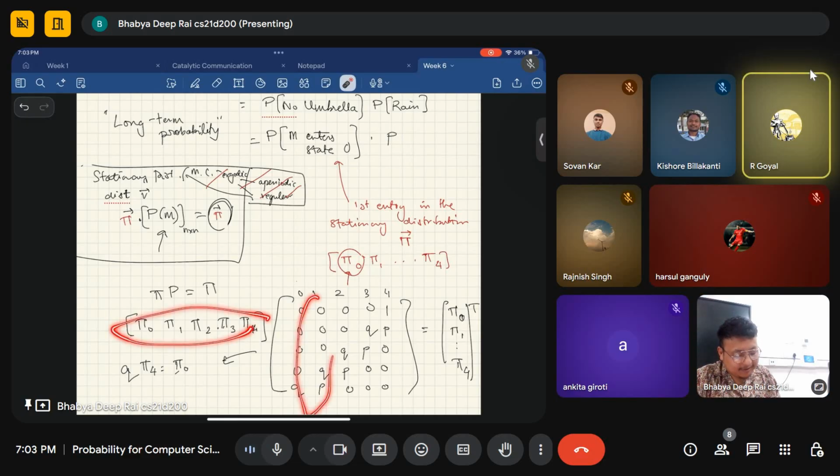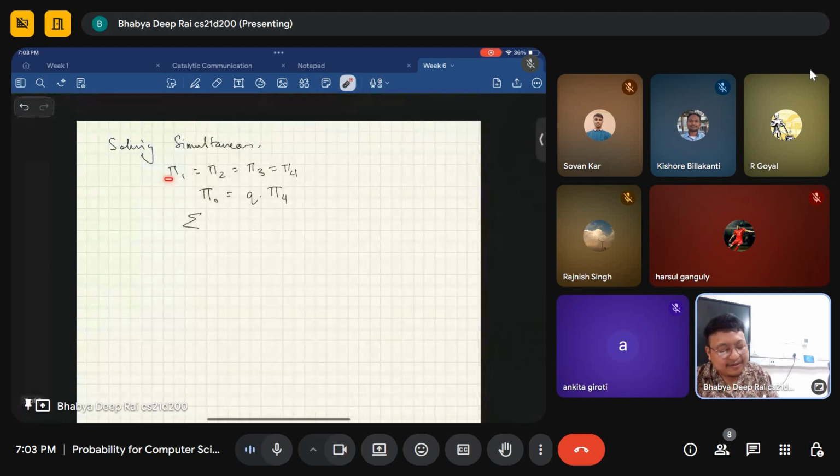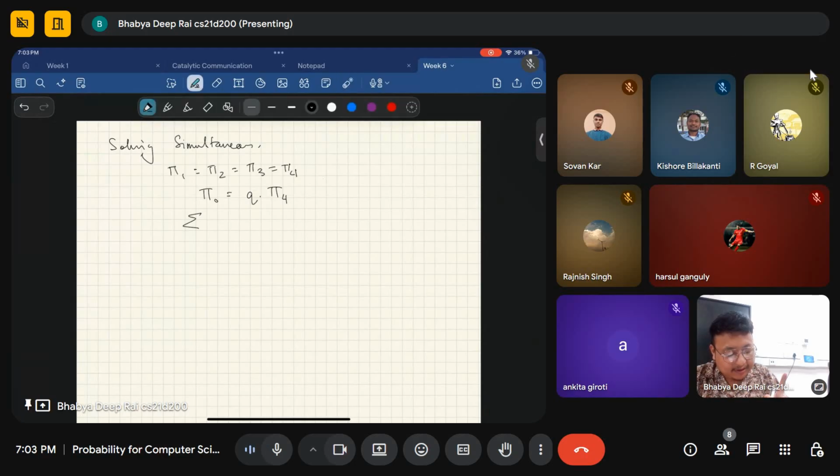You multiply this with this, and then you'll get pi 3 = q times pi 3, and pi 4 times p is q2, and so on. So you'll get some simultaneous equations, and on simplifying you get this and this. And furthermore, like we did last time, the summation over all the pi i's equals 1, from 0 to 4.